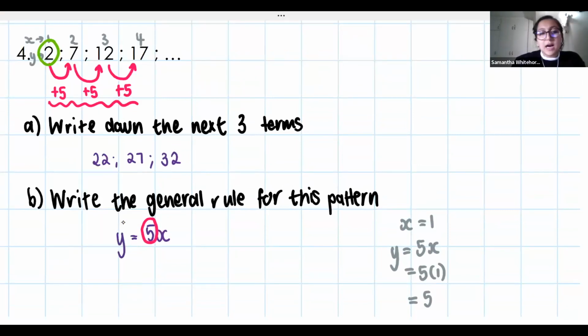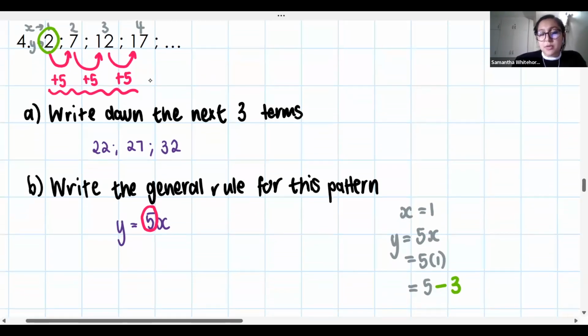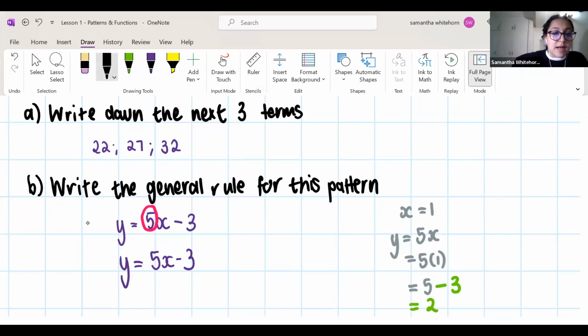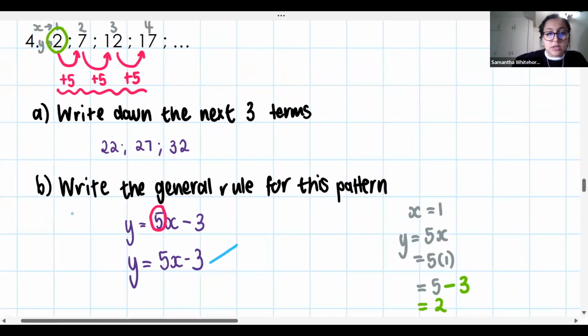So the question is, how do I go from 5 to 2? What do I add or subtract? Well, I know if I subtract 3, I will end up with the output that I want of 2. So to my rule, I add a subtraction of 3. So my general rule is y is equal to 5x minus 3. I can go and double check myself. If I feel like my maths is a bit dodgy, I can just go double check.